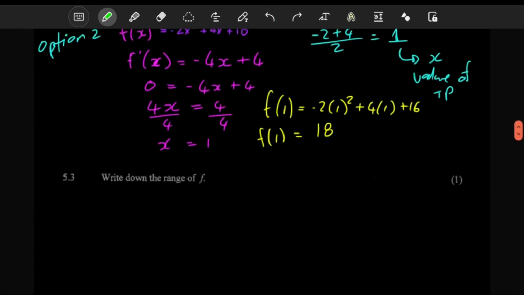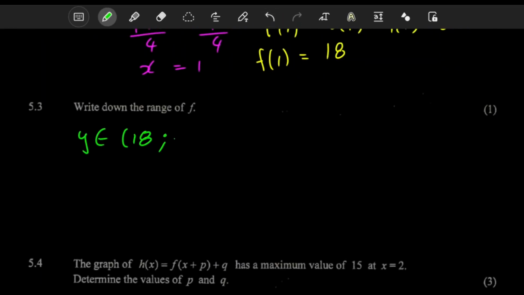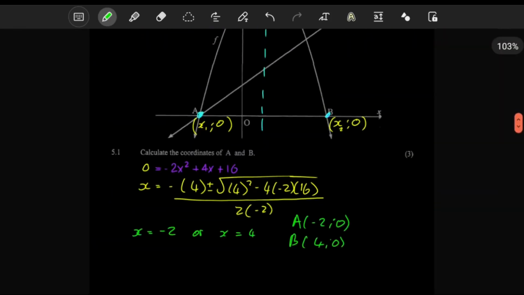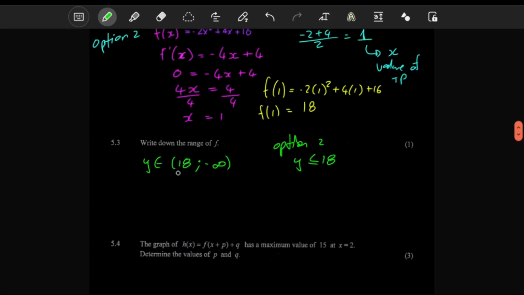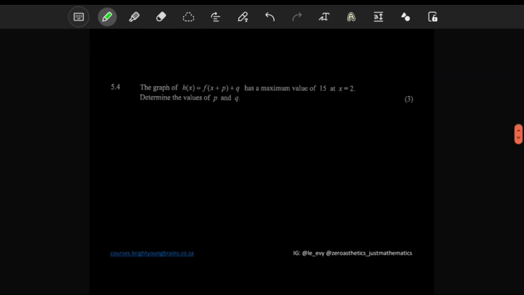So your range, you need to write it like this. You can write it like that. If you want, you can also just write it like this: y is smaller or equal to 18, because what you're saying here is that your y values start from 18 going all the way to negative infinity. Here you're saying the same thing, everything smaller or equal to 18. Your graph is going to touch that point. So anyways, let us just carry on. What do we have here?